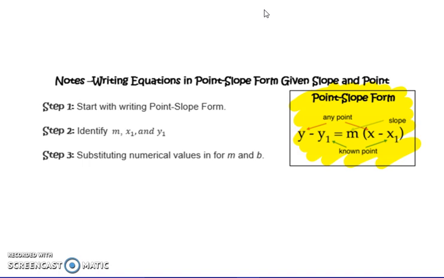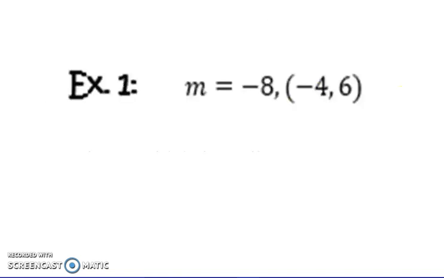You're going to start by writing that equation, and then we need to identify what our m, x1, and y1 are. It's really important to identify before we start plugging numbers in because it's very easy to make a mistake. However, identifying those points will make your life a lot easier and less likely to make that mistake. Then we're going to solve, and we're going to get an equation in slope-intercept form.